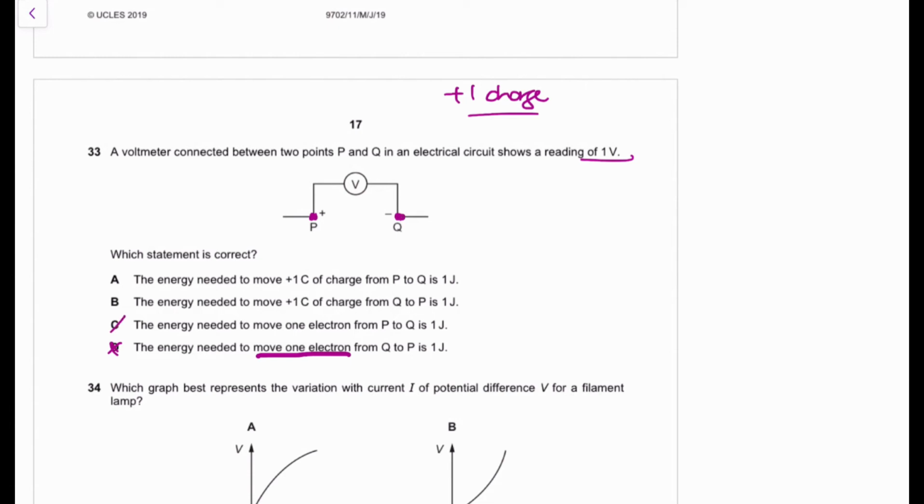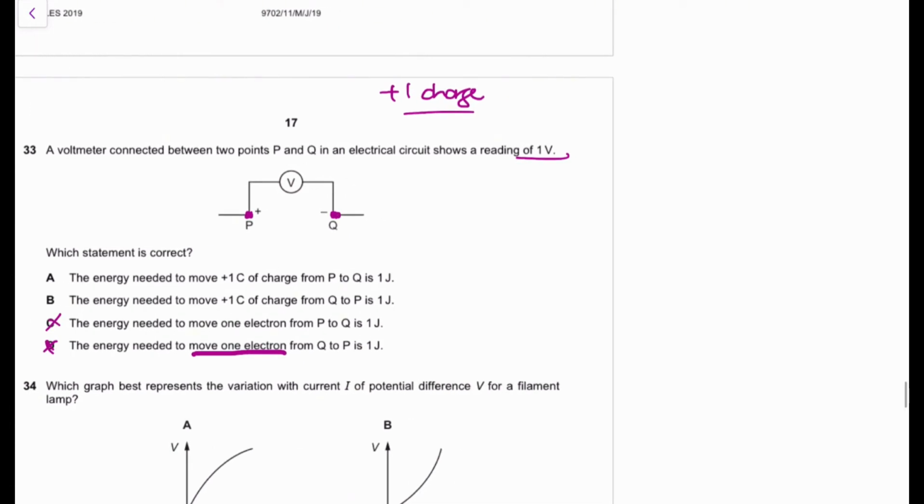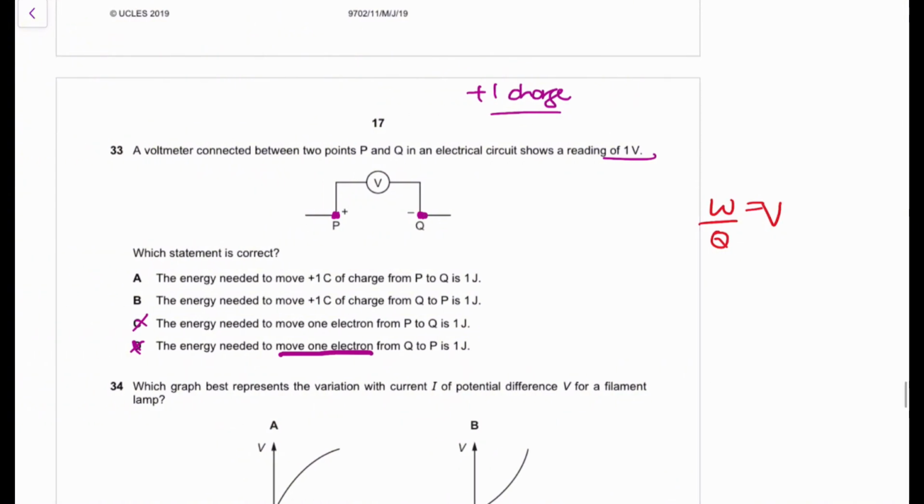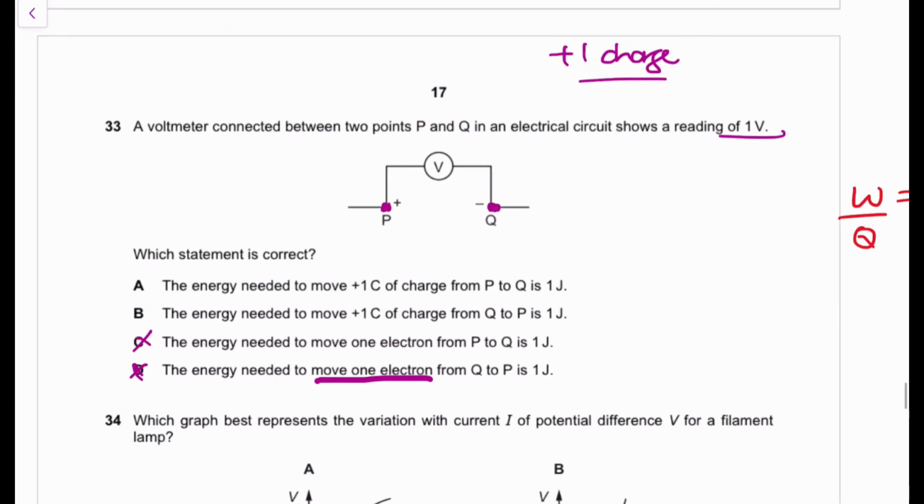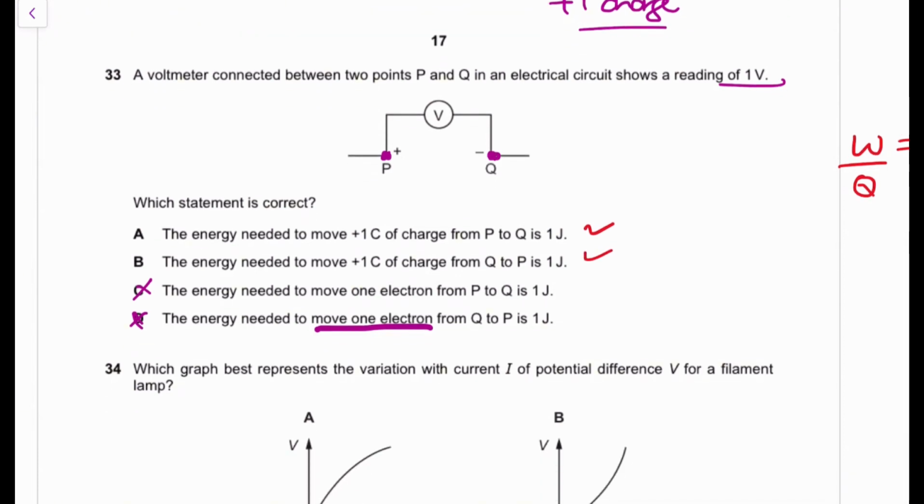So C again is also wrong, because we know that. How do I know this? Work done divided by charge is going to be my volt. So the work done to move plus one charge is going to be 1 volt. So it can't be C or D. So the energy needed to move plus one charge is either going to be A or B. But the problem is this charge.